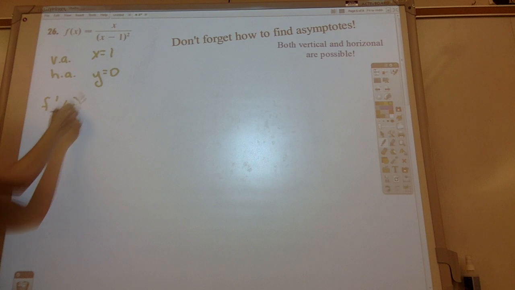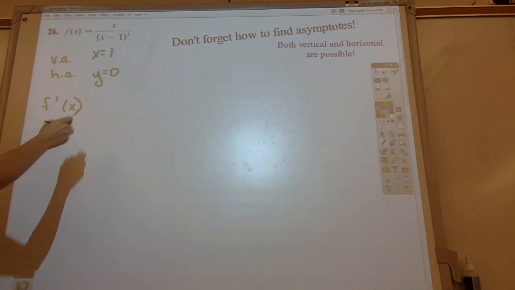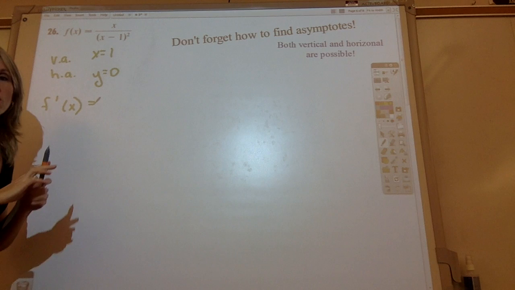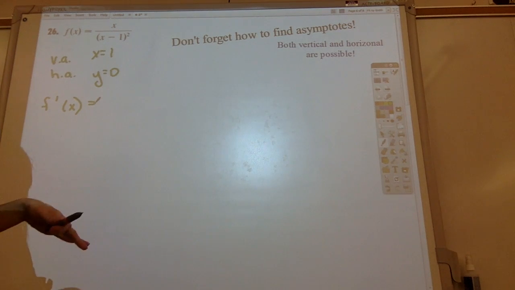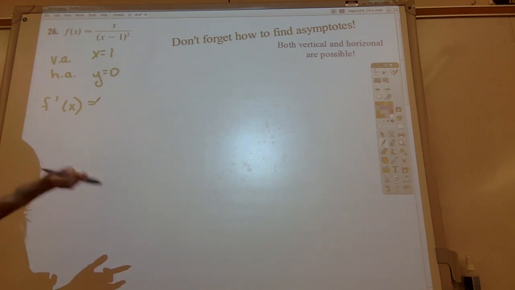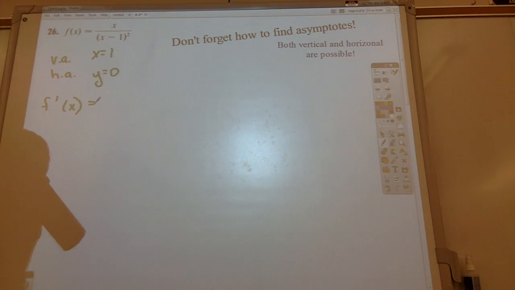Guys want to erase me? Sure. What rules? Well, what rule am I using, at least to start with? Quotient rule. And then when I get to the derivative of the second, I'm going to be using the chain rule, general power rule.